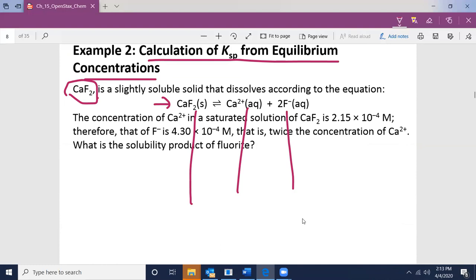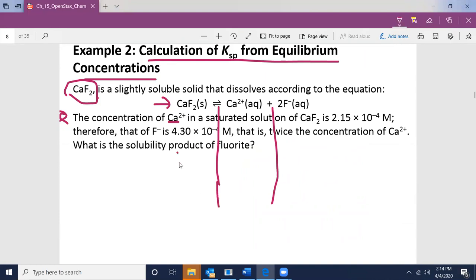It says the concentration of calcium ions in a saturated solution of calcium fluoride is 2.15 times 10 to the power minus 4 molar. So this is your question, actually. The question starts from here. Then this is going to go like this.